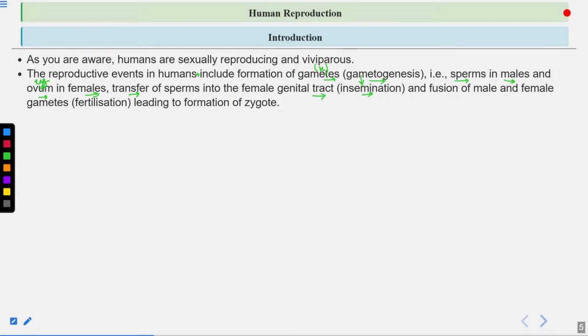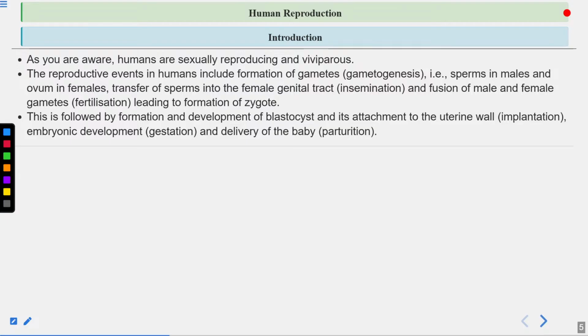Now after insemination, what happens? Fusion of the male and the female gametes, which is known as fertilization. Then fertilization leads to the formation of a diploid structure known as the zygote. So zygote will be 2n, meaning it has two sets of the chromosomes. Now the zygote has been formed. After zygote, what happens? There is the formation of the blastocyst.